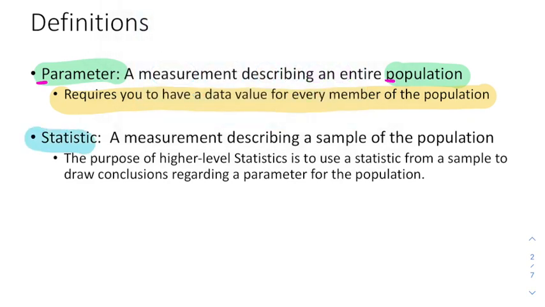A statistic is a measurement that describes a sample. Again, the easiest way to remember this is the alliteration: S for statistic and S for sample. It's much easier to attain a sample set of data rather than an entire population set of data. So one of the key purposes of statistics is to be able to collect a sample and use it to describe a population. And that's what we'll be doing in our future lessons.